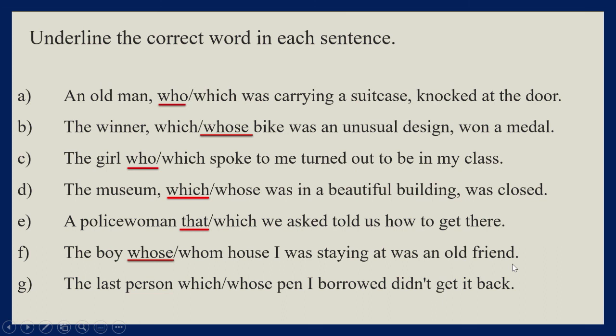G. The last person, which or whose. We know that we cannot use which with persons, so the answer should be whose, but we need to make sure that the word which comes after whose belongs to the word before it. So the last person whose pen, so the pen belongs to the person, and this is a defining relative clause. We say the last person. What last person? The last person whose pen I borrowed didn't get it back.